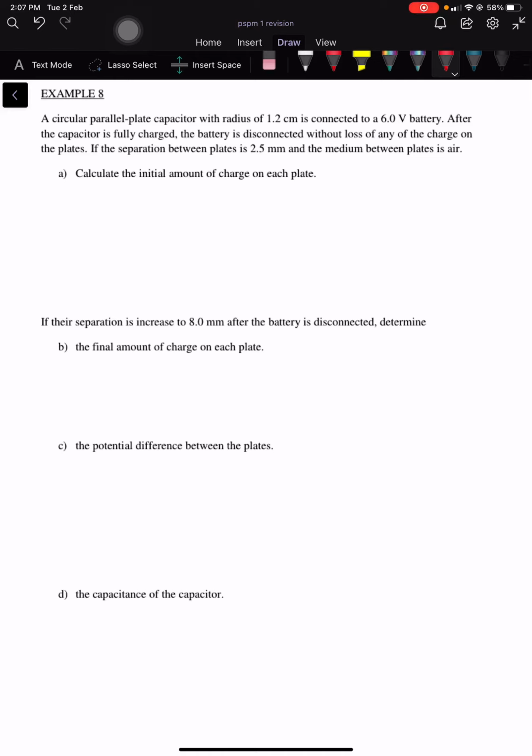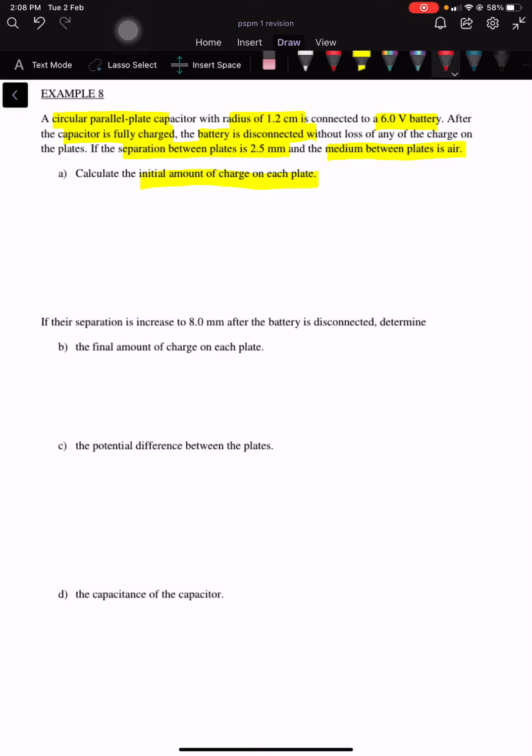Okay, so next, example 8. A circular parallel plate capacitor with radius of 1.2 cm is connected to a 6 volt battery. After the capacitor is fully charged, the battery is disconnected without loss of any of the charge on the plate. If the separation between the plates is 2.5 mm and the medium between the plates is air, calculate the initial amount of charge on each plate.